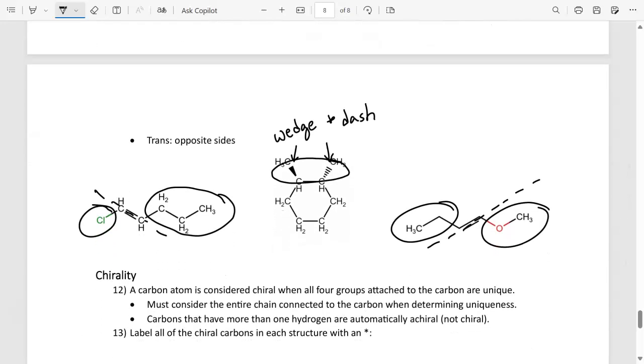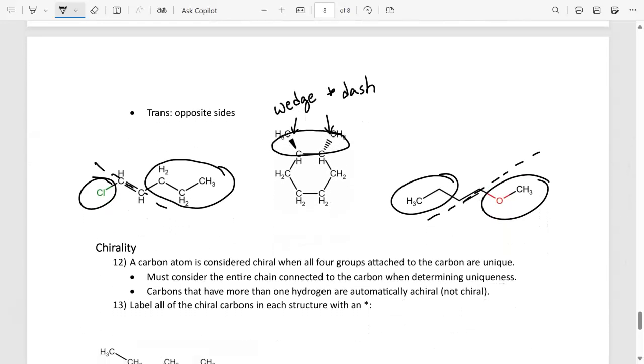Okay, so that is the difference between your cis and your trans isomers. So that wraps up our isomers, and then in the next section we'll talk about chirality.